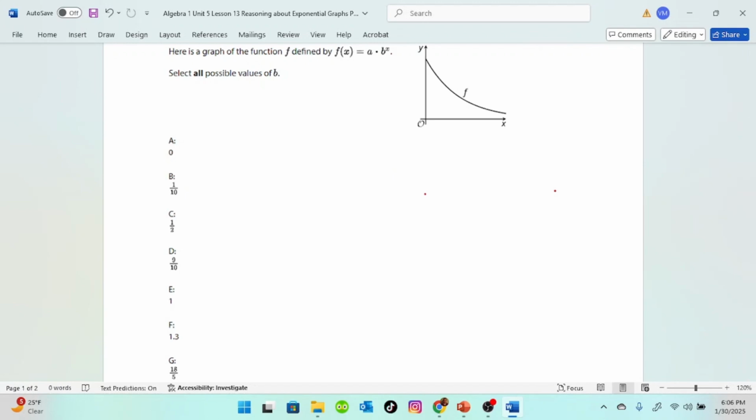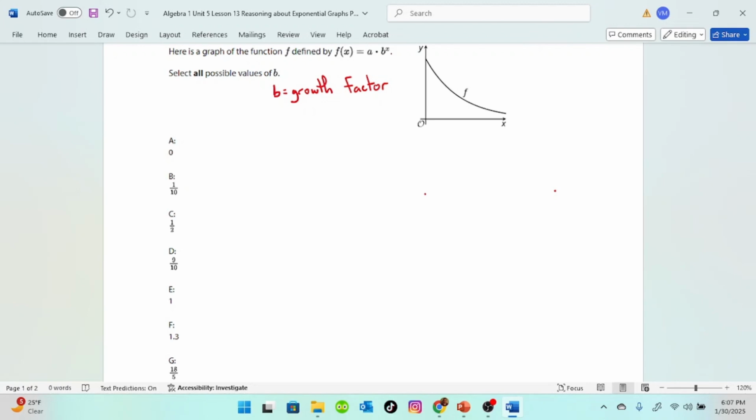Our next practice problem says here is a graph of the function f defined by f of x equals a times b to the power of x. Select all possible values of b. So we need to understand that b is the growth factor. This is the number that we're going to be multiplying by each time. And we need it to result in a graph that is decreasing. So this is exponential decay.